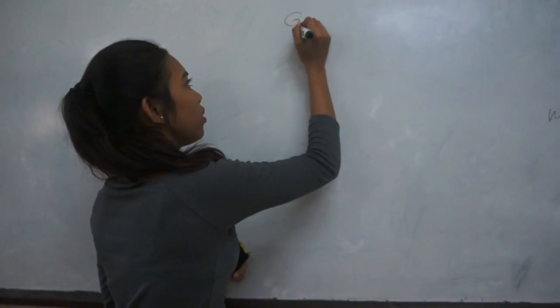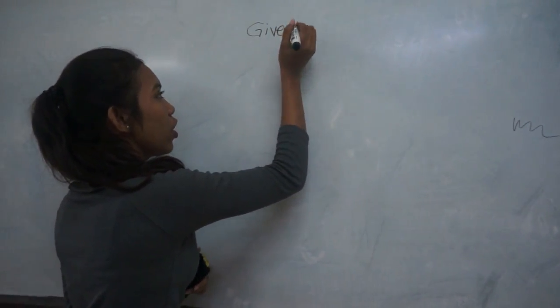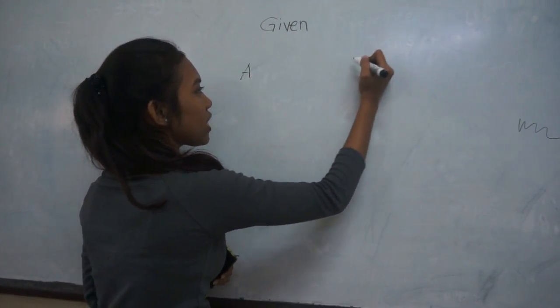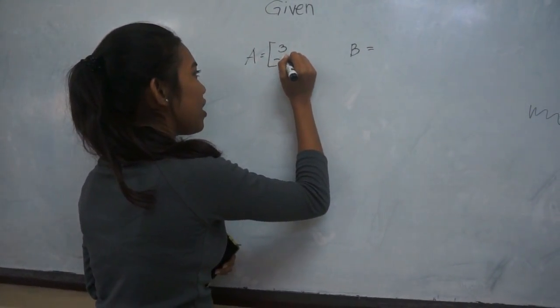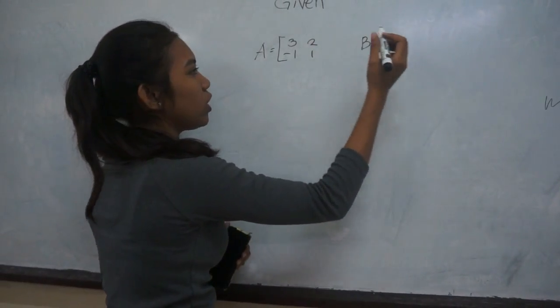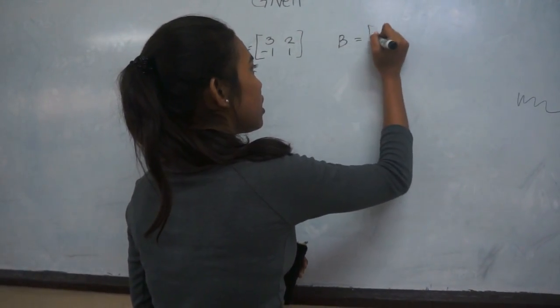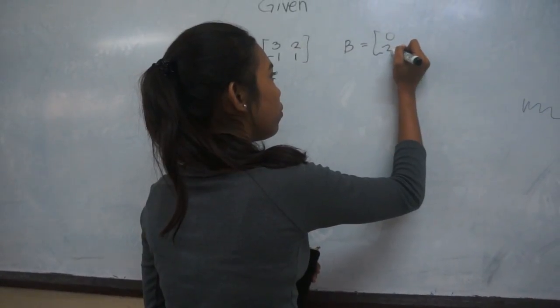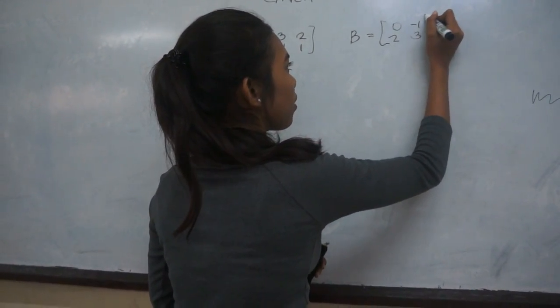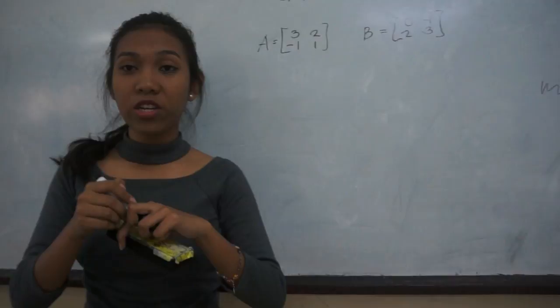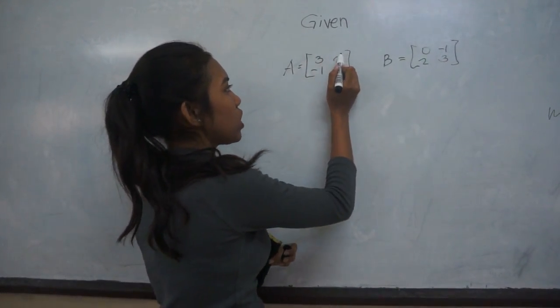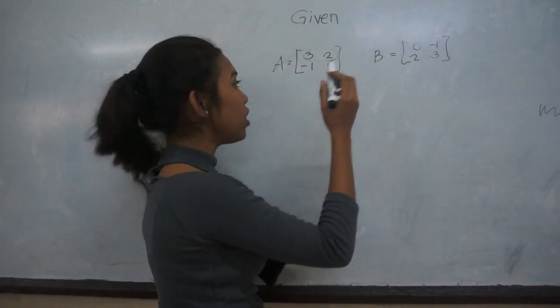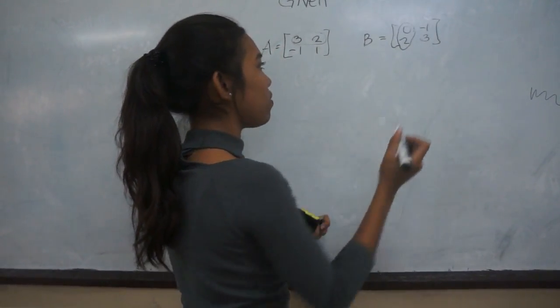For our first example, given two matrices, matrix A and B, where A is equal to 3, negative 1, 2, and 1, and B is equal to 0, 2, negative 1, and 3. To find the product of these two matrices, we are going to multiply the rows of the first factor, which is A, to the columns of the second factor, which is B.